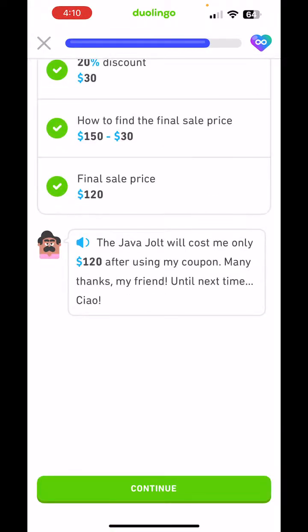The Java Jolt will cost me only $120 after using my coupon. I do think Many it's thanks, important my to friend. be Until next time. to some extent, Ciao.